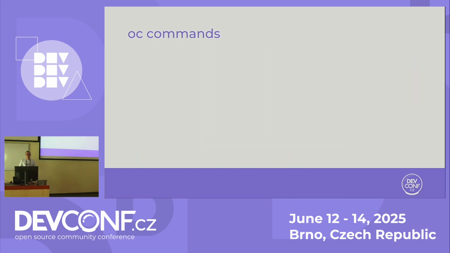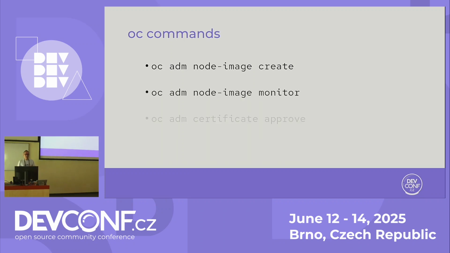So, to summarize, we saw that 3 commands are just required for the joining process. The node image create will create the ISO, the monitor command which looks over the events, and the final certificate approve to let the node effectively join it.